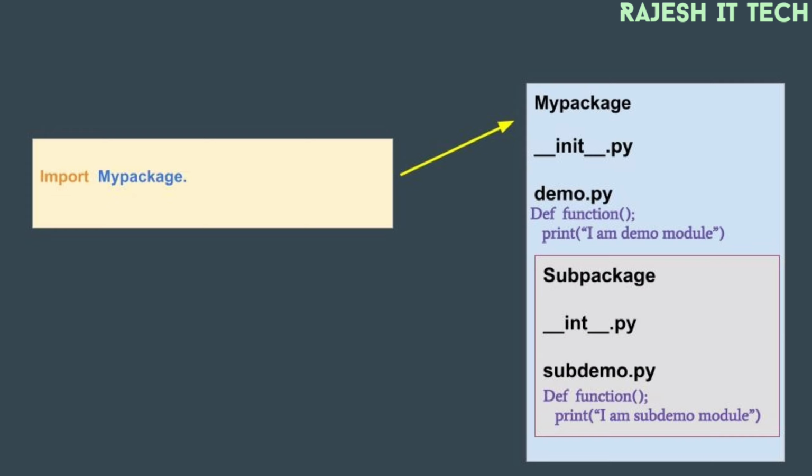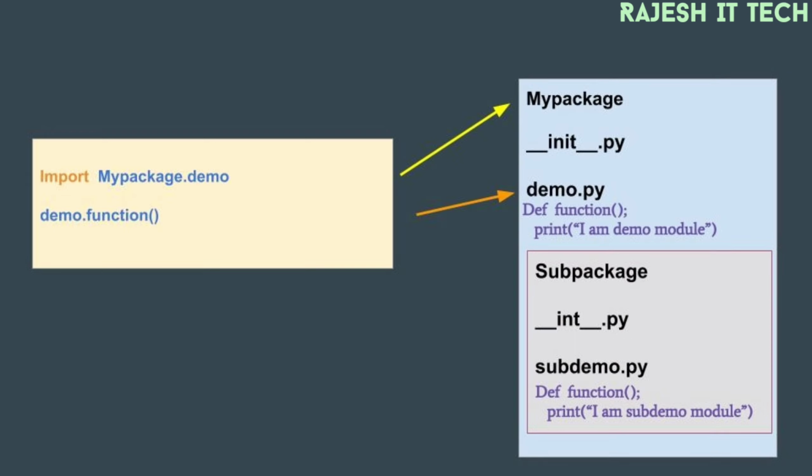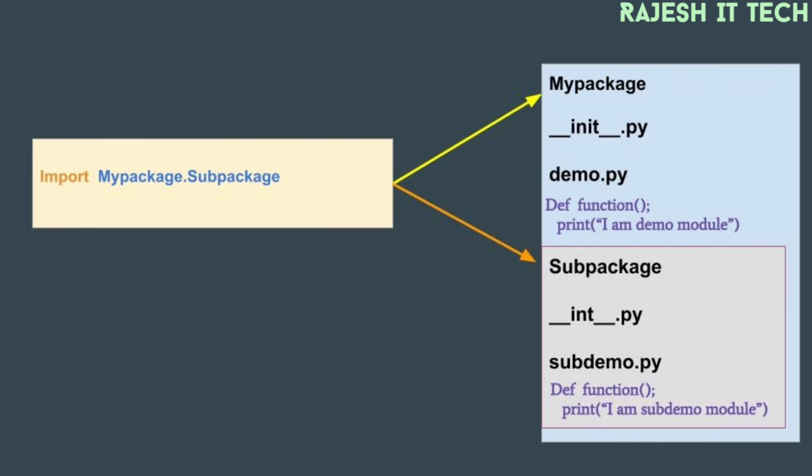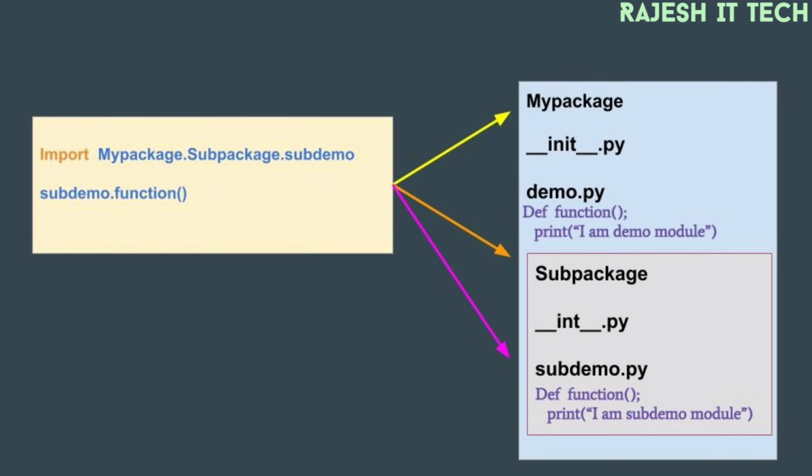You can access this package using import mypackage.demo. By using this line of code, you can access functions or variables inside the demo module. If you want to access the subpackage, that is also pretty easy by using import mypackage.subpackage. Now you can access the subdemo module function. This is the concept of packages and modules.